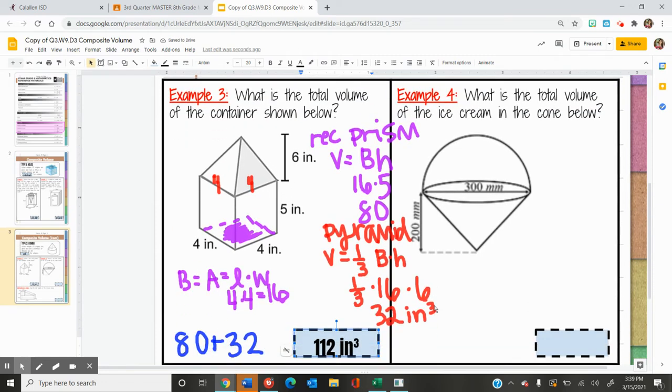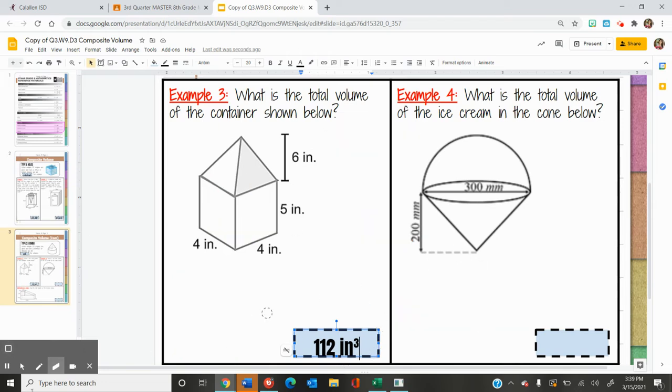Okay, next we have example 4. So example 4 says, what is the total volume of the ice cream in the cone below? So on this ice cream cone, I want to find what's inside the cone, and then I also want to find the volume of the scoop that's on top. I'm going to go ahead and erase that so I have something clear to work with. So here I have a cone and then I have a hemisphere. So I'm going to go ahead and find the volume of the cone first.